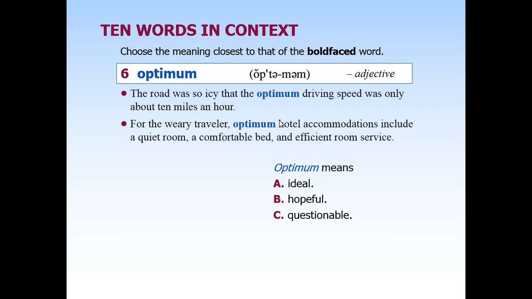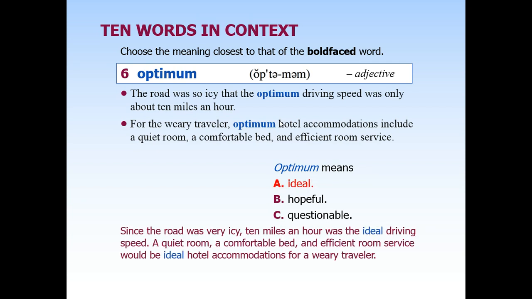Optimum. For the weary traveler, optimum hotel accommodations include a quiet room, comfortable bed, and efficient room service. So this is a person that's been traveling constantly or on the road and is very tired. The fact that they want a quiet room, comfortable bed, and efficient room service means optimum hotel accommodations would be ideal.